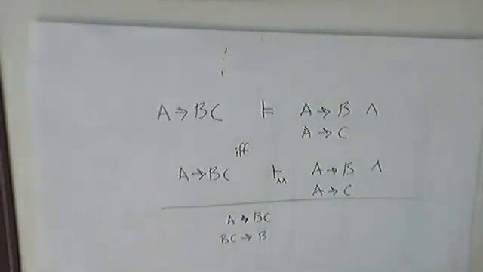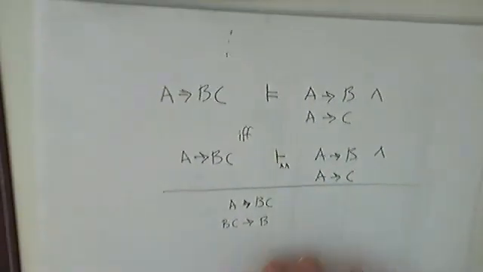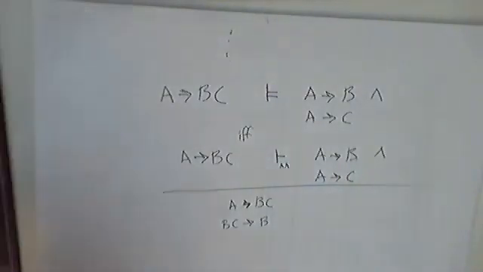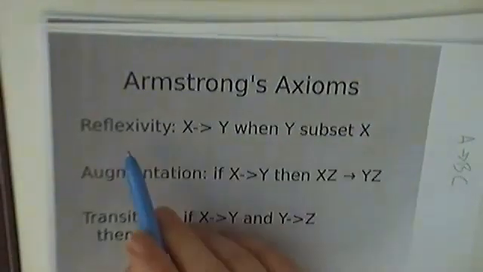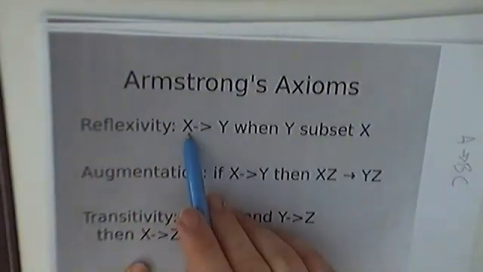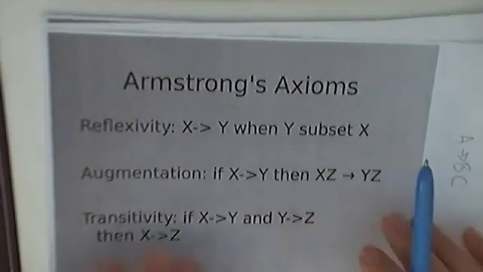Now I've got to dig this up. Where did I put them? Here, Armstrong's axioms. Where have you gone? Armstrong's axioms. Ah, here we are. Reflexivity: X goes to Y when Y is a subset of X.